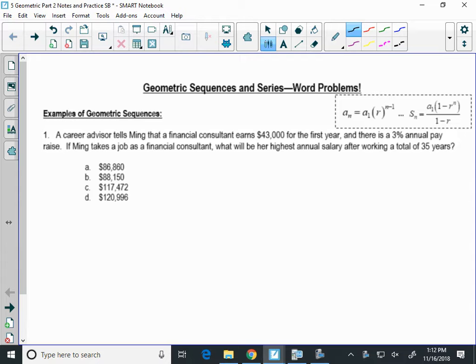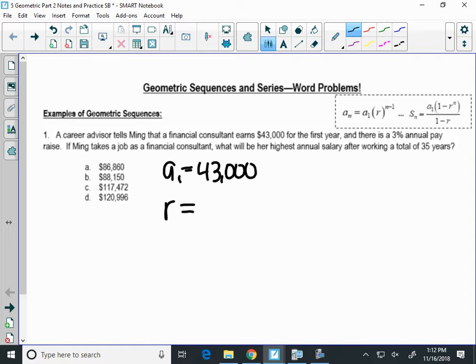All right. So a career advisor tells Ming, who wants to be a financial consultant, that a financial consultant earns $43,000 their first year. So that tells us our first term of this sequence is $43,000. It says that there is a 3% increase in annual rates. Right? So that does tell me my common ratio. However, we have to think about something.